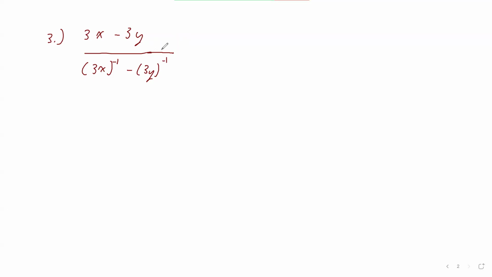All right, so this is just a fancy way of saying this is actually a fraction. So this is actually 3x minus 3y. And I'm going to put both of these on the bottom of their respective fractions. So this becomes 1 over 3x, because that's what that negative 1 does, minus 1 over 3y. Now I need to make this one big fraction.